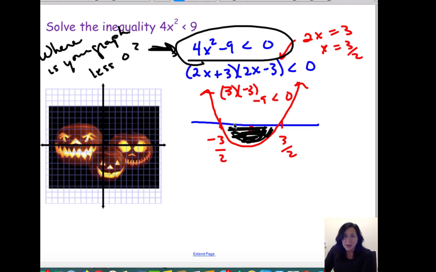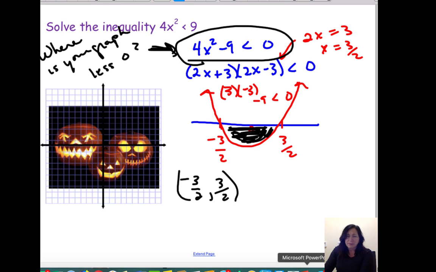You're going to say it's a less than, so it's not brackets. You're going to say, well, it's negative 3 halves to positive 3 halves. And then that's where it's less than 0.